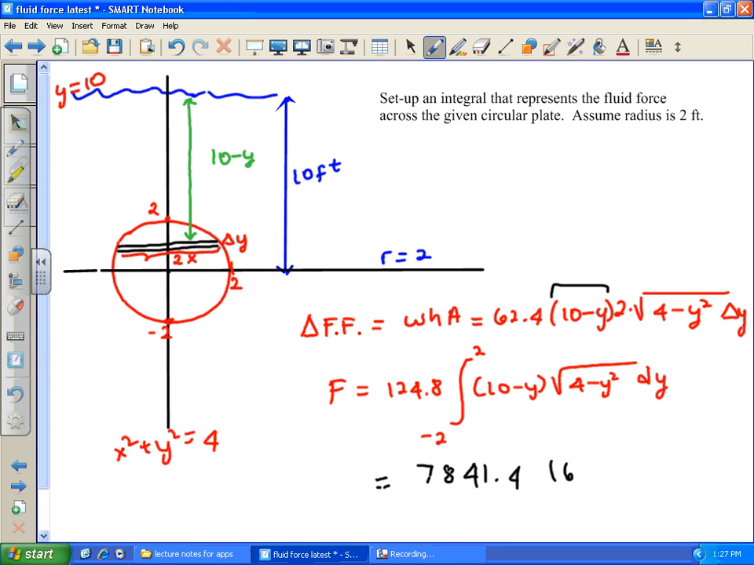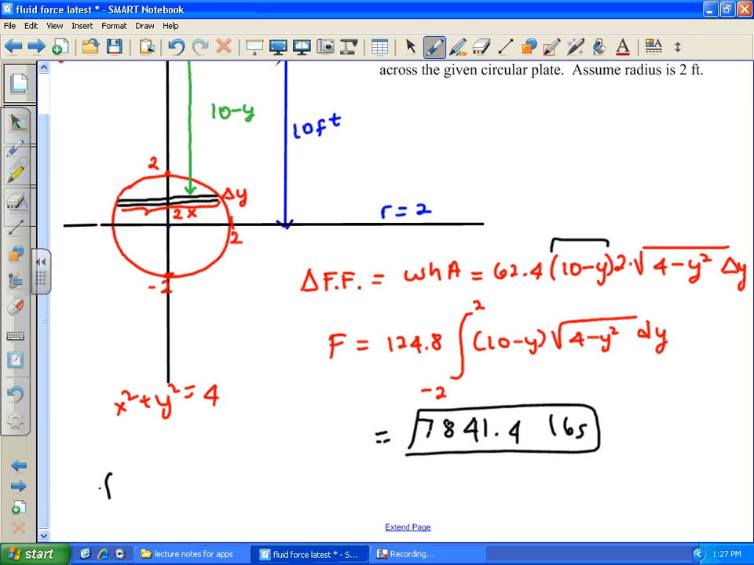7,841.4 pounds. Yes, the sequence to enter to the calculator is you do FNINT, which is under the math menu. You enter the function you're entering, comma x, comma the limits of integration. That's how we enter it. It's under math, maybe 9.